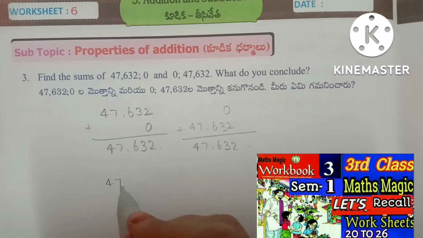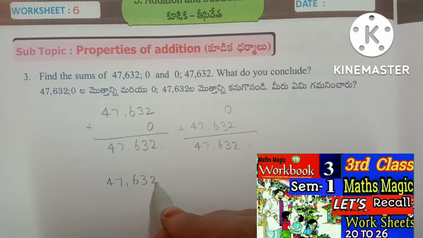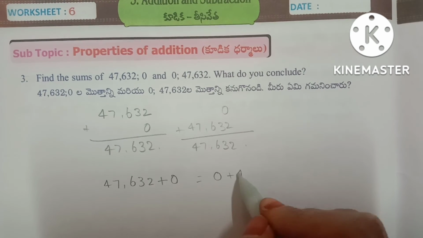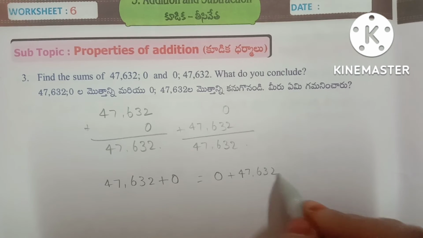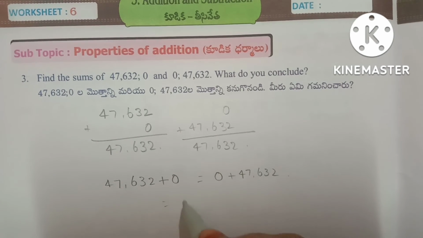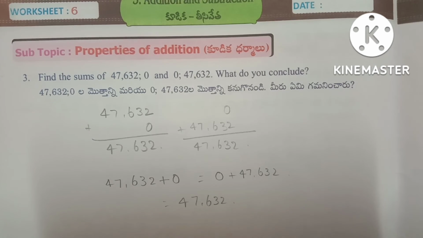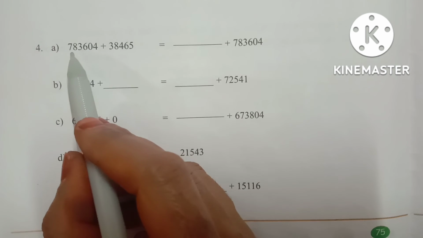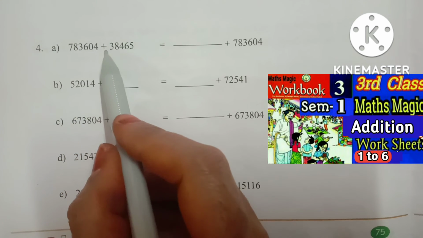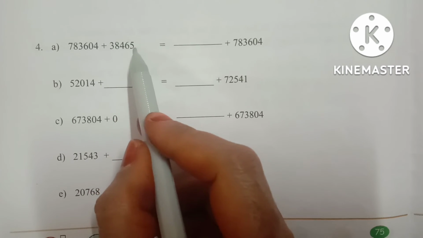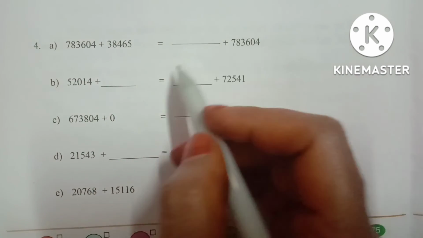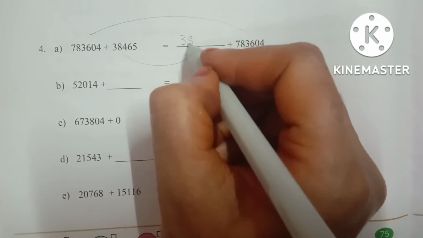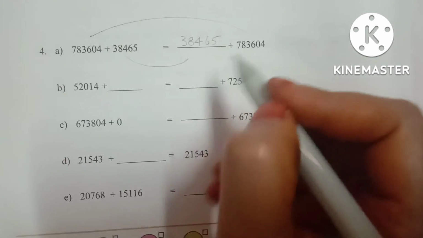Thus 47,632 plus 0 that equal to 0 plus 47,632. We get same result, that is 47,632. It is one of the properties of addition. Next, A. 7,83,604 plus 38,465. That equal to, here. So here we have to write 38,465. So both are equal.